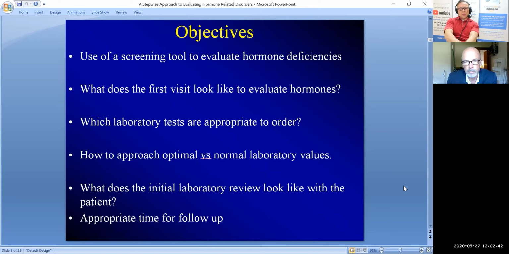Optimal versus normal. And not just hormone replacement, but I'm a big believer in that, period. Labs are just a tool to go along with symptoms and history. So optimal is very, very important versus normal. Because what is normal? Sometimes when we look at normal labs, those lab levels were based on sick patients, not optimal feeling patients. So let's remember that. So what does initial laboratory review look like? And then what's the appropriate time for follow-up?